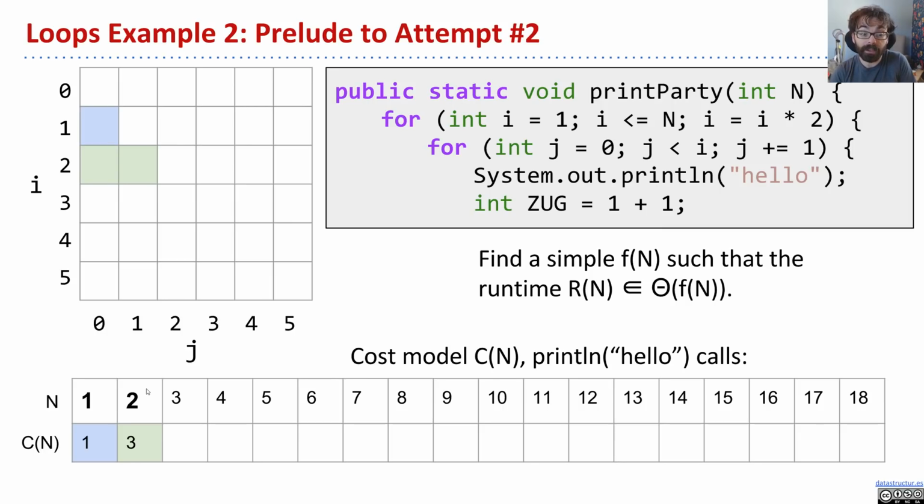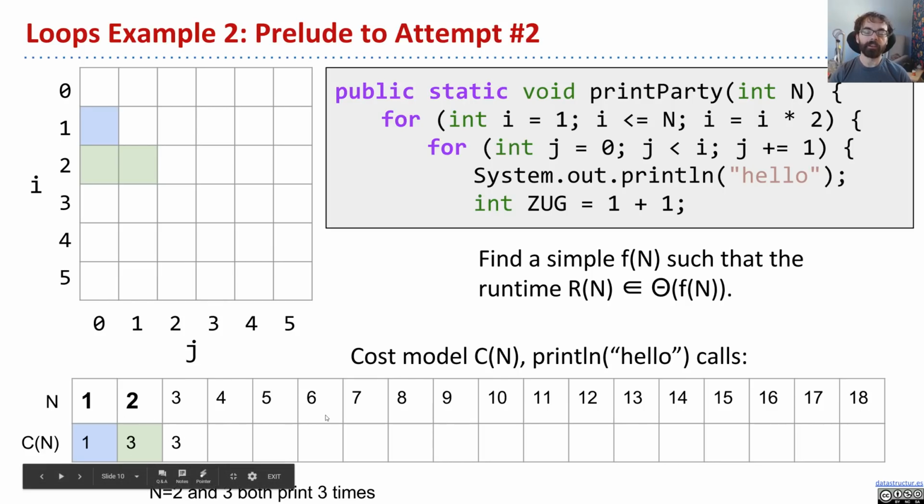Okay, how about n equals 3? Well, in that case, if you look carefully at this code, we'll see that it actually does the exact same thing as if n is equal to 2. Now, if what I just said doesn't make sense, I encourage you to try it out on paper or even run this code and see what happens. It's really important to understand why n equals 2 and n equals 3 have the same number of print statements and why they do the exact same thing when printParty is called with the values 2 and 3.